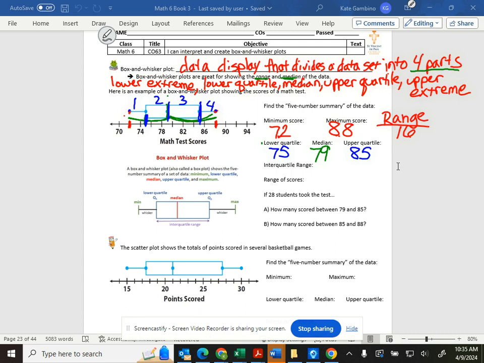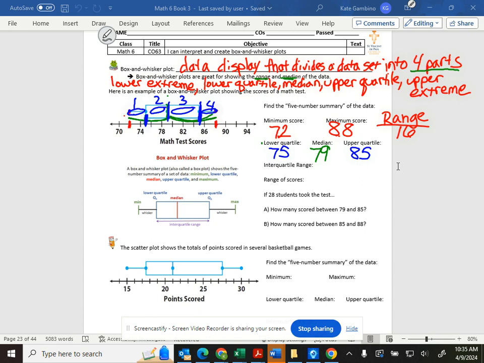So that lower quartile is the middle of the bottom half. The upper quartile is the middle of the upper half. Here's the thing. All of our data falls evenly in each section. So that median means half the data is below it, half the data is up. Then we break the upper and lower in half. So all this data, all this data, all this data, all this data, all those points are equal.